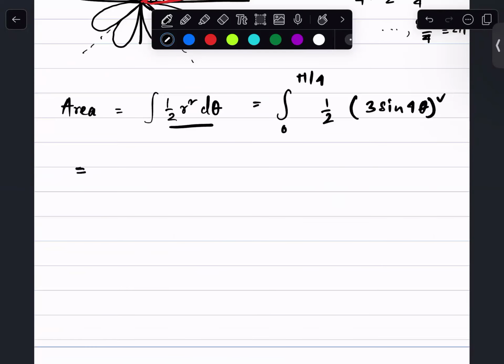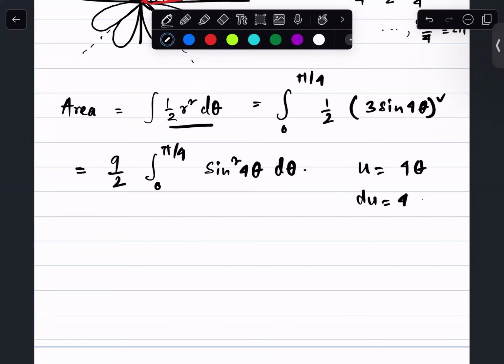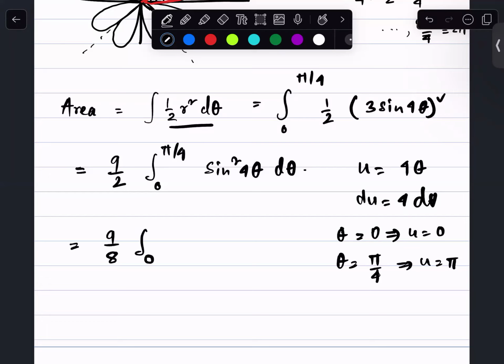Then try to simplify the expression. You'll get 9 over 2, 0 to pi over 4, sine square 4 theta d theta, right? And then you can take the substitution u to be 4 theta, then du is 4 d theta. Accordingly, you have to change the upper and lower limits. When theta is 0, u will be 0. When theta is pi over 4, u will be pi. So you'll get 9 over 8, 0 to pi, sine square u du.